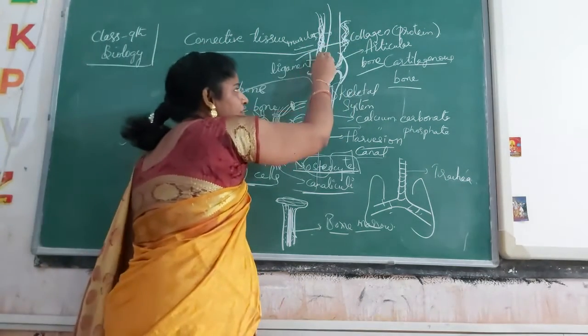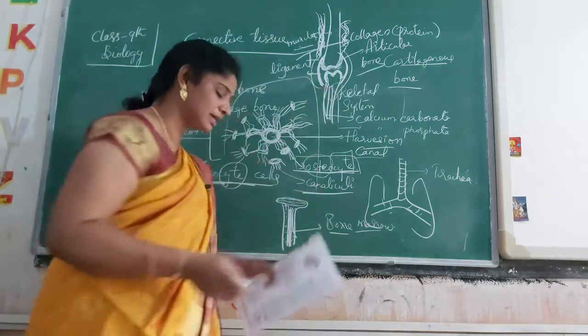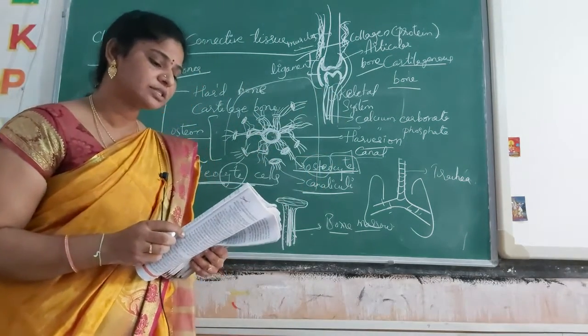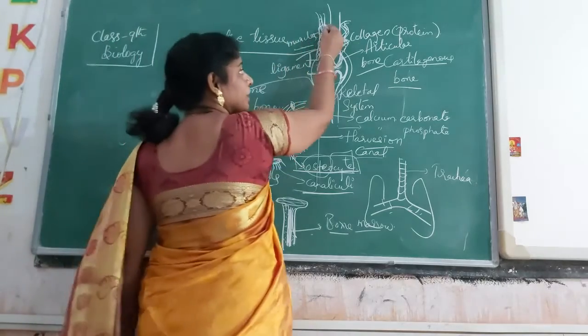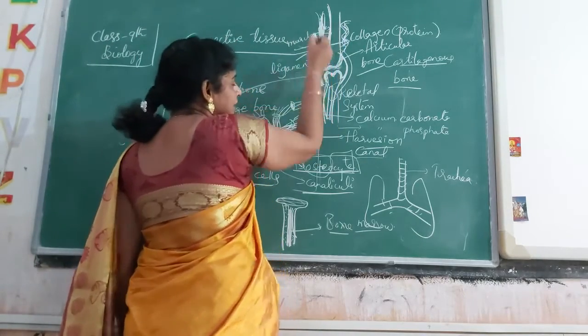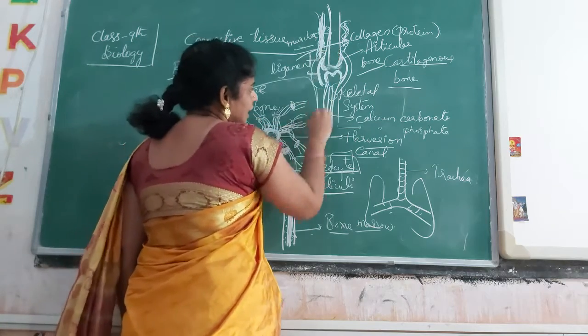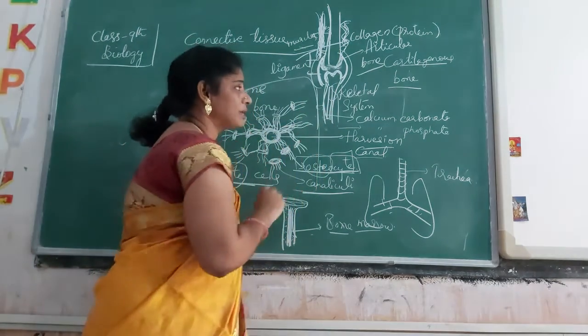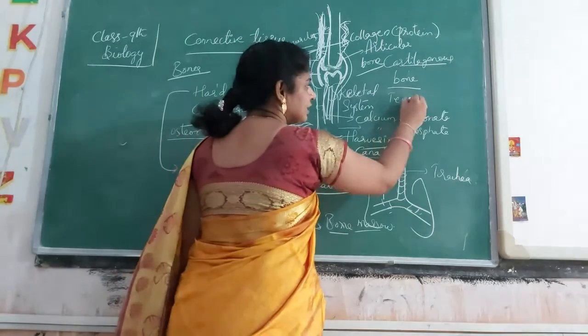Here it is holding with the muscle, here also it is holding with the muscle completely. The tendon joins the muscle to the bone. So who is joining? This is the muscle, and this is the bone. The joint between the muscle and bone, we will call it tendons.